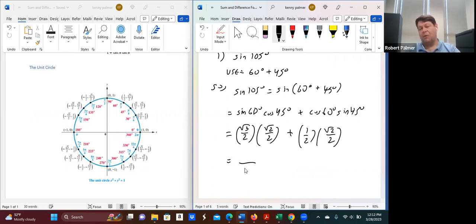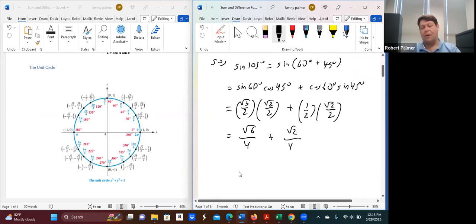So our denominator is going to be 4, 2 times 2. And then remember, as long as you are multiplying radicals, as long as it's the same radical, in this case both square roots, multiply what's on the inside. So the square root of 3 times the square root of 2 is the square root of 6. Okay. And over here, multiply across, and so we have the square root of 2 over 4. And then, since these have the same denominator, let's combine these into one fraction. So the square root of 6 plus the square root of 2 over 4.